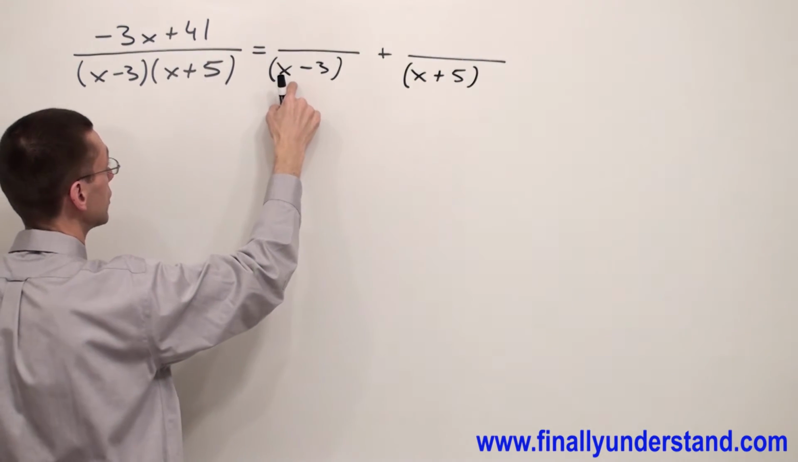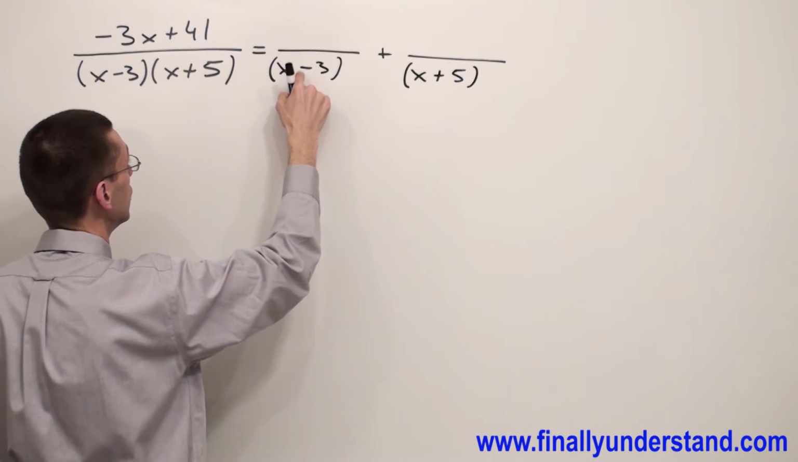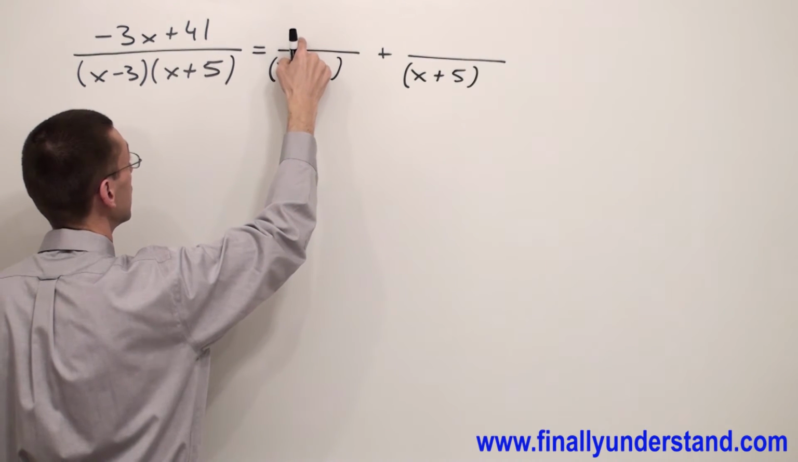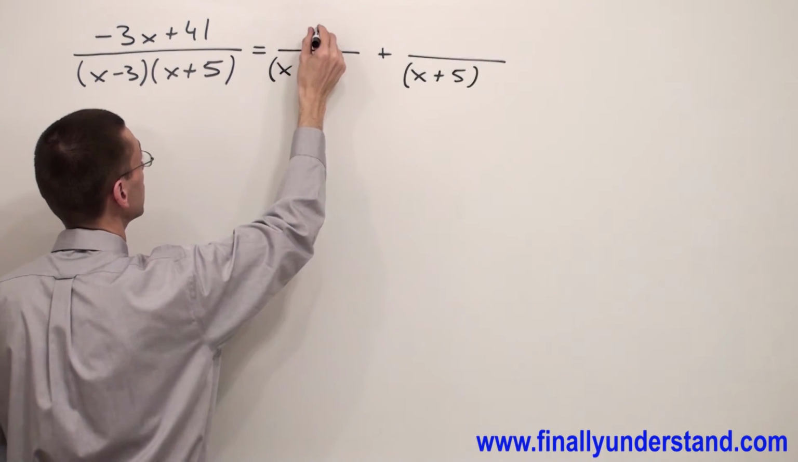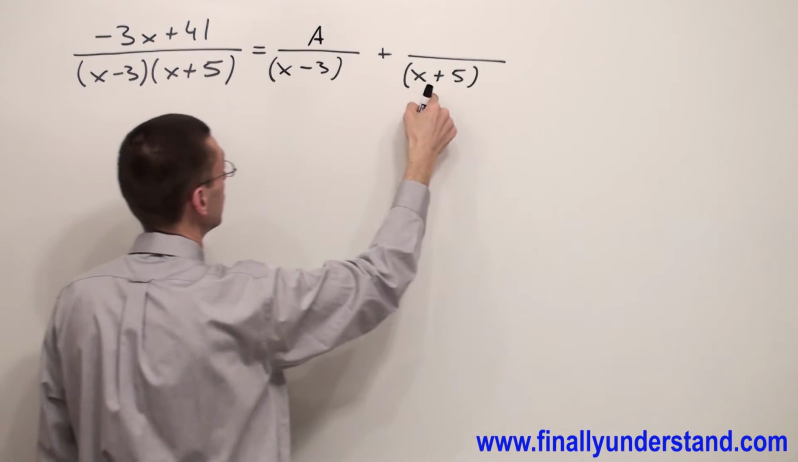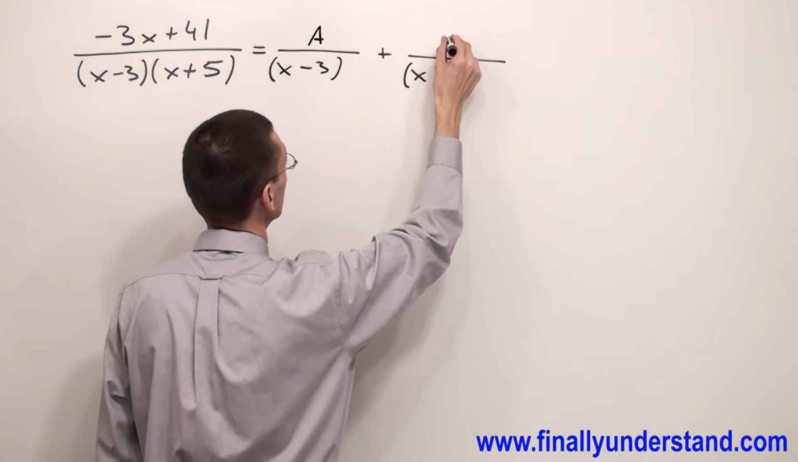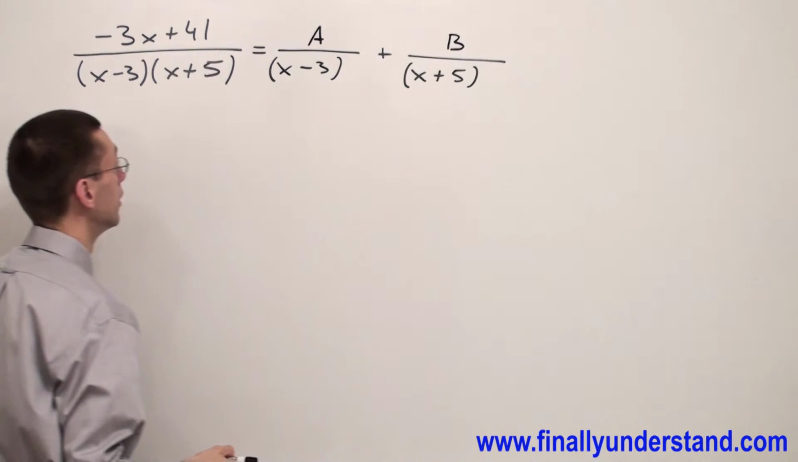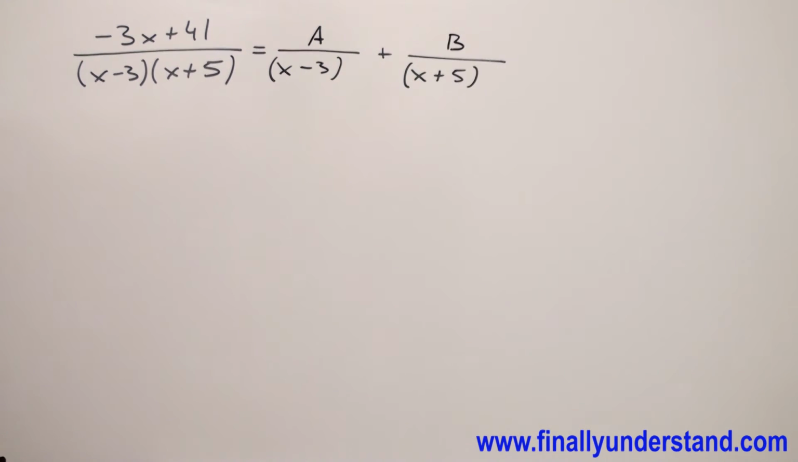Because this is the first degree expression, the numerator has to be 1 degree less than this one, so that's why this is going to be constant. And because this is first degree also, this is going to be constant too. Next, I have to find the values of a and b. How can I do so?